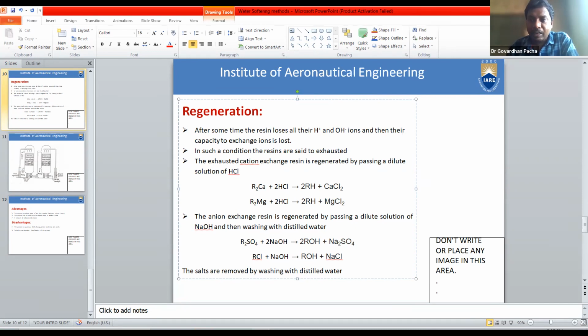So this is about the regeneration of both the cation exchange resin and the anion exchange resin. All of you understood the regeneration process? Yes, sir. Okay.